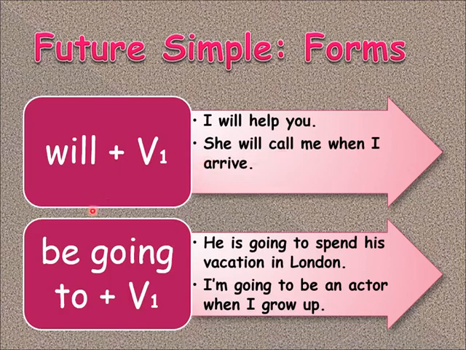Now let's move on towards the other type of structure that we can make for simple future form. We have to use be. Now when I say be, I mean any form of auxiliary, or helping verb. Is, am, or are. Going to is a specific phrase that we have to use, plus the first form of verb. Now let's see an example. He is going to spend his vacation in London. See, is and going to. I'm going to be an actor when I grow up. You see, students, these are the two ways we can write simple future forms.